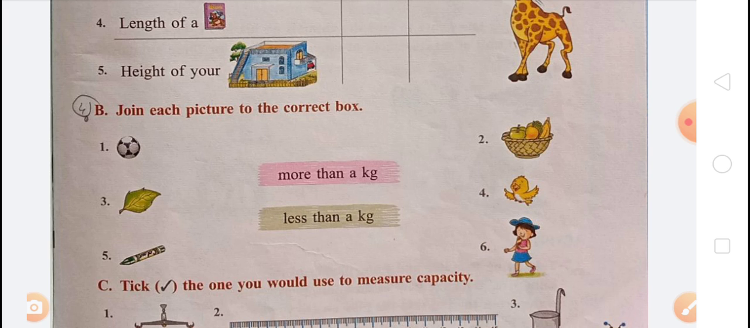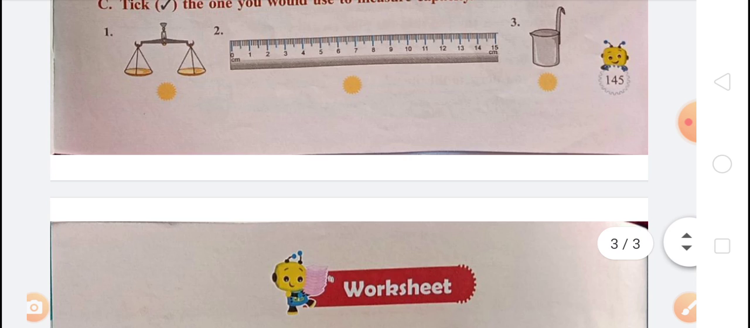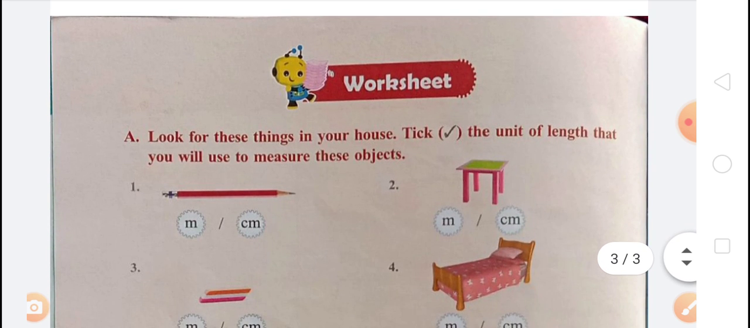Now take the one you would use to measure capacity. First, second, third. We have to take the third, that is used to measure capacity. The next is worksheet.